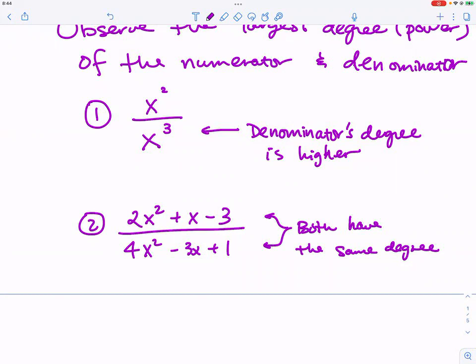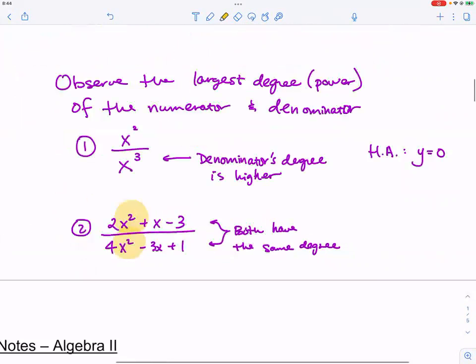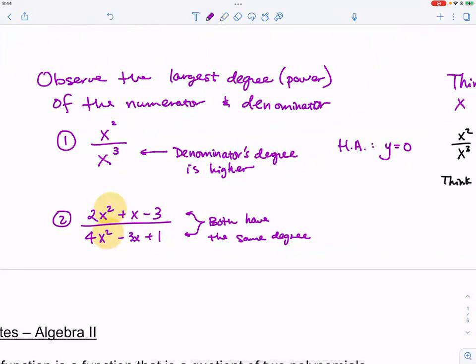Okay. So we're looking at the power. If you look at the degree, this is 2 and this is 2. They are the same. So we will say the horizontal asymptote is y equals the ratio of the leading coefficients. So in this case, it will be just 1/2.